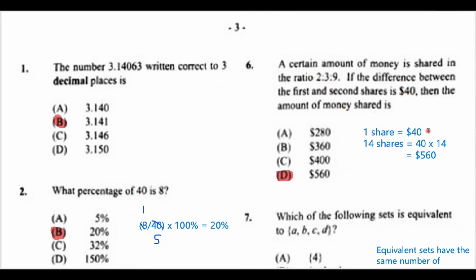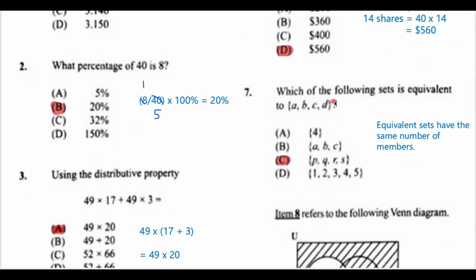So the total amount of money will be what? If you add all the shares together, 2 add 3 add 9 will get you 14 shares. So you multiply 14 by 40, and that gets you 560 in all. That's D.